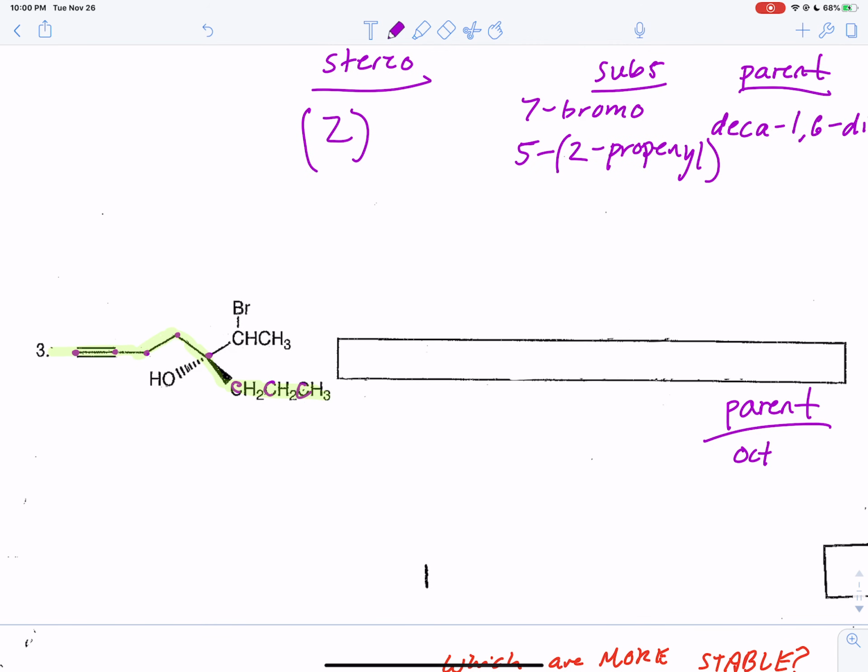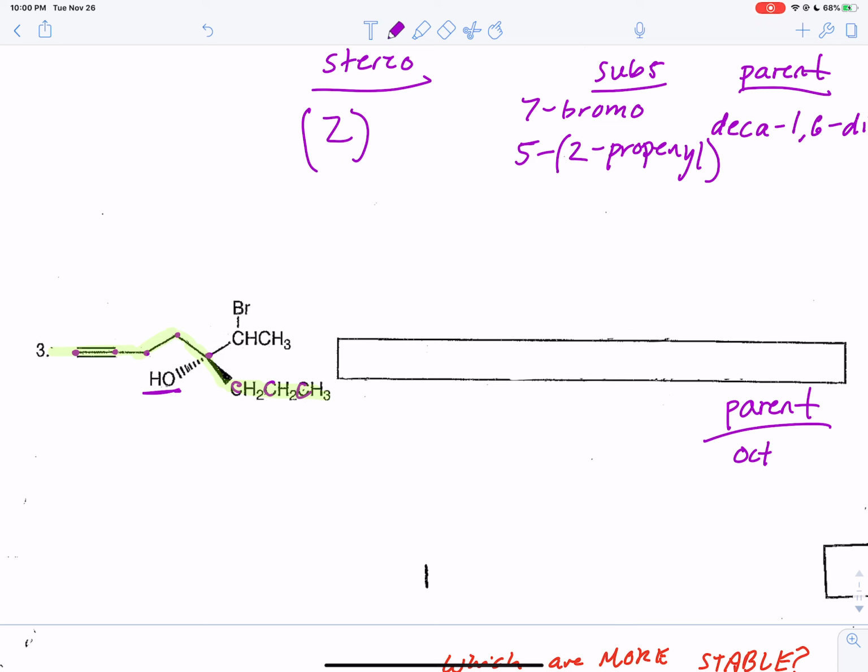So we got oct, and what functional groups do we have? We have the triple bond, and then we also have the OH, right? So in our parent, of course, when we're naming it, we're going to put the alkyne first, right? But we're going to want to know how to number this thing. So we want to put the alcohol on the lowest number we possibly can.